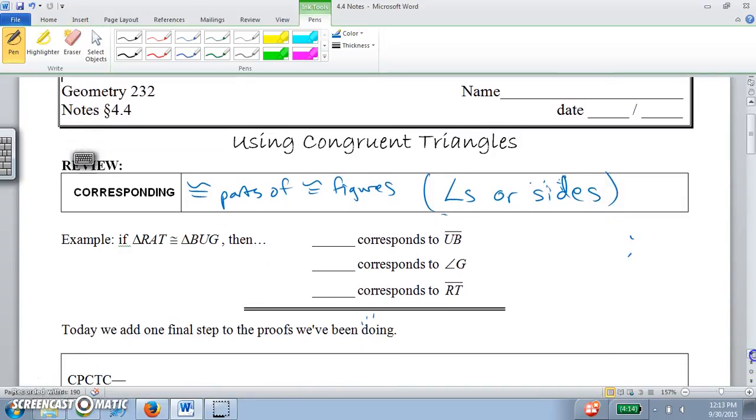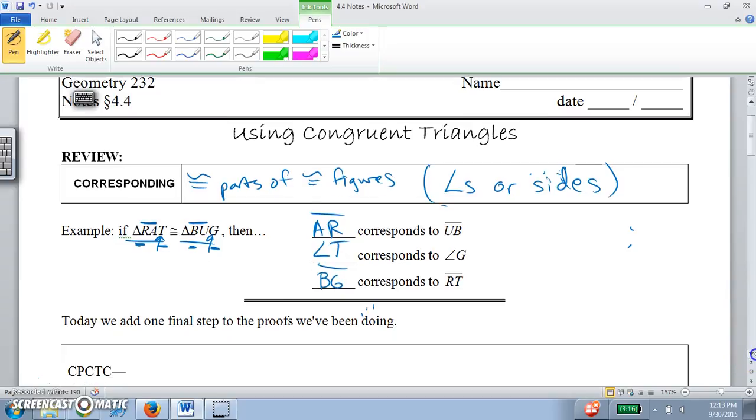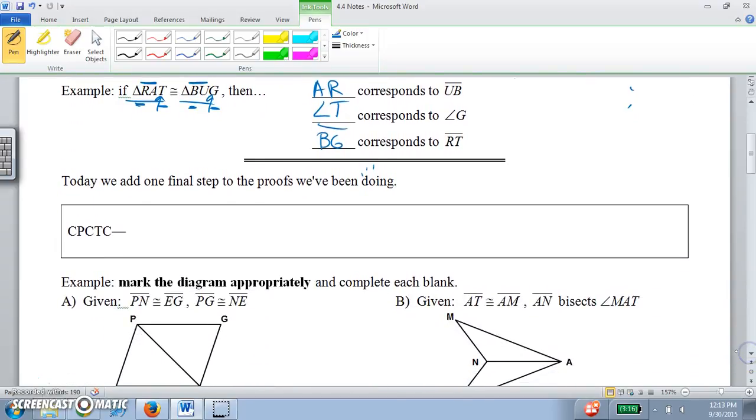So if we've got this congruence statement, triangle RAT is congruent to triangle BUG, what corresponds to UB? Well, UB are the second and first letter, so AR would correspond to UB, because A and R are the second and first letter. Angle G, G is the last letter, T is the last letter, so angle T corresponds to angle G. What corresponds to RT? First and last letter, BG.